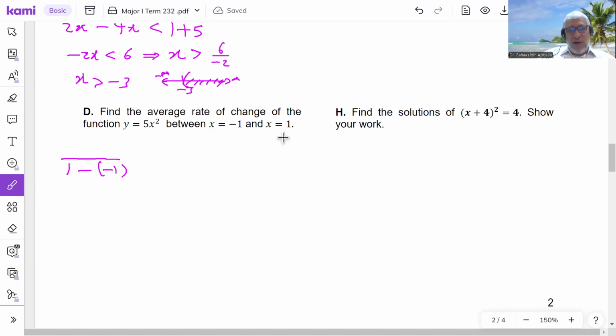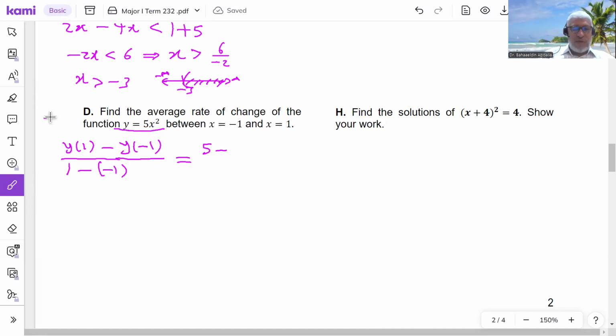And now the y of x2 is f of 1, or y of 1, minus y of negative 1, x1. So this is y2 and this is y1. Now how to find y1? Well, this is the definition of the function. So I replace x by 1. So 5 times 1 squared is 5. And if you replace x by negative 1, well, negative 1 to the power 2 is 1.